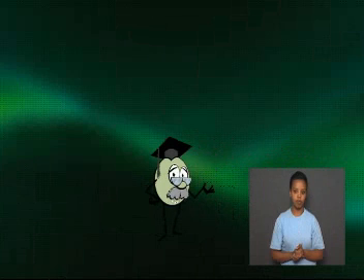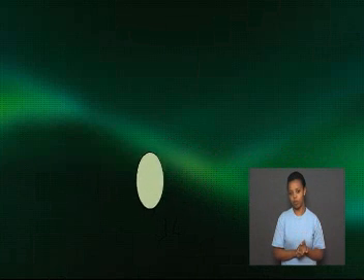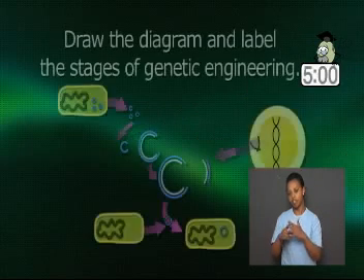Students, let us do an activity to review what we just learned. You will see a diagram on screen of the stages of genetic engineering using bacterial plasmids. Take a minute or so to quickly draw the diagram on a sheet of notebook paper, and then label the stages. You may begin now. Students, let's get ready. Begin.